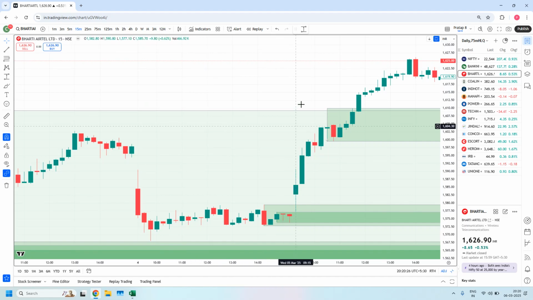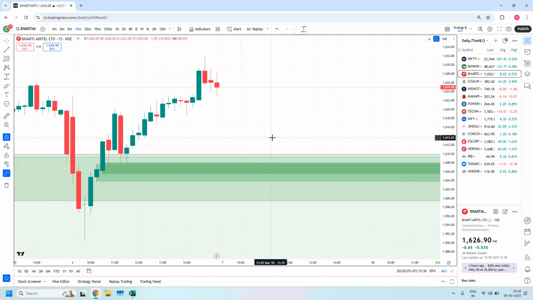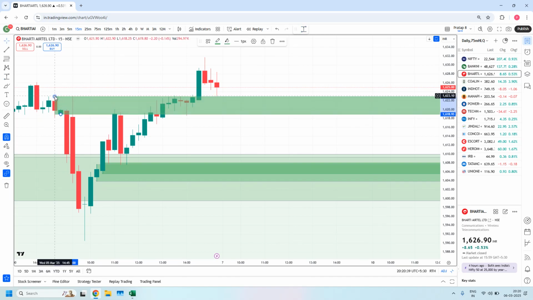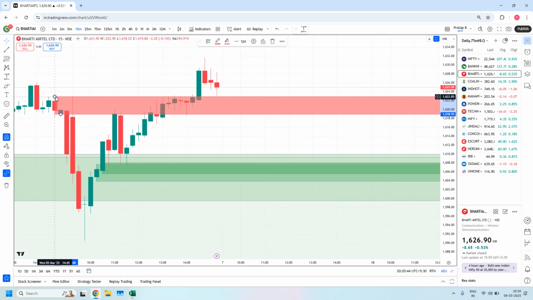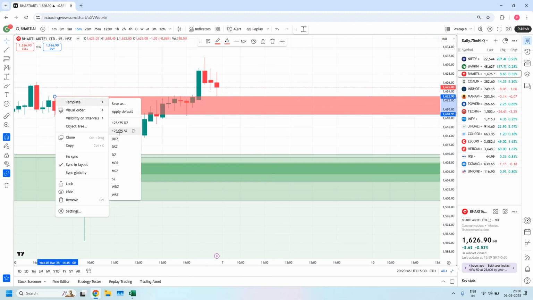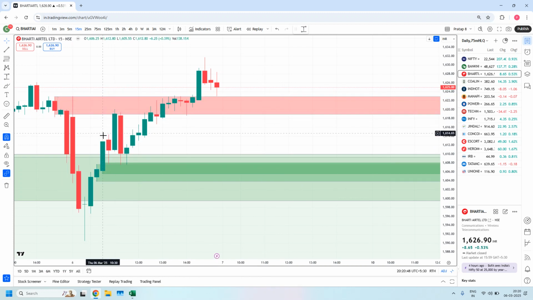Go to the 15 minutes time frame. Is there any 15 minutes target? Yes, here you have a 15 minutes target. Drop 1, 2, 3, 4 base candles and drop. Let's draw the zone here. This is the 15 minute supply zone.